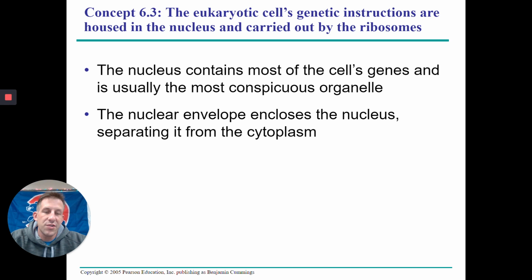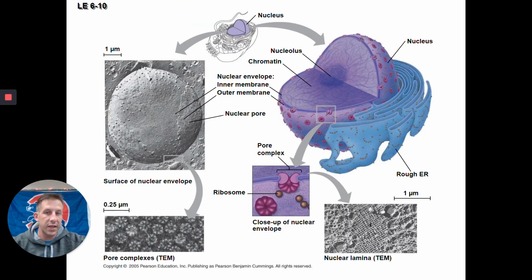It often stains really well when you're looking at it under a microscope, and that's because it's full of DNA, which is extremely stainable. I don't know if that's a word, but DNA stains really well, as does the nuclear envelope, which is composed of very similar things to the cellular membrane, with a few additions, and I'll point some of those out in a second. The nuclear envelope encloses the nucleus and separates it from the cytoplasm, and there is a distinct reason for that, which I'll talk about here.